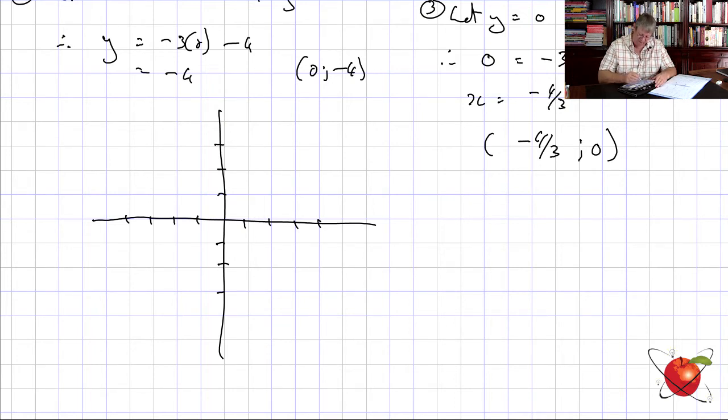So 0, okay, let's just label it x, y, arrow, arrow, origin, and this is minus 4. So that's the point there, 0, minus 4. And the next point is minus 4 over 3 and 0. Minus 4 over 3 and 0, let's say, is over there somewhere. Minus 4 over 3. Okay. And 0 is over there.